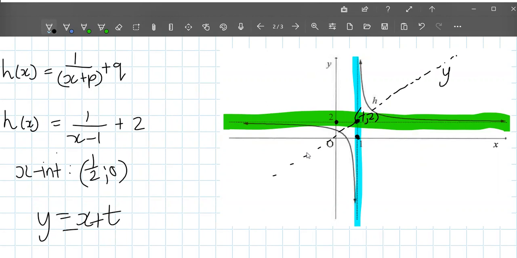So this is our y equals x plus t. This is our axis of symmetry, which means that it's symmetrical if you fold your page this way. And it's been shifted up by a certain value, and we have to figure that out.